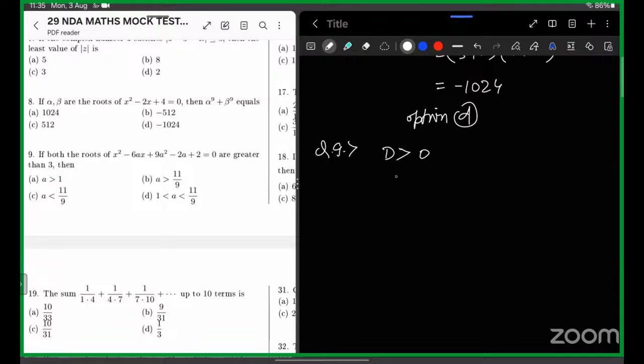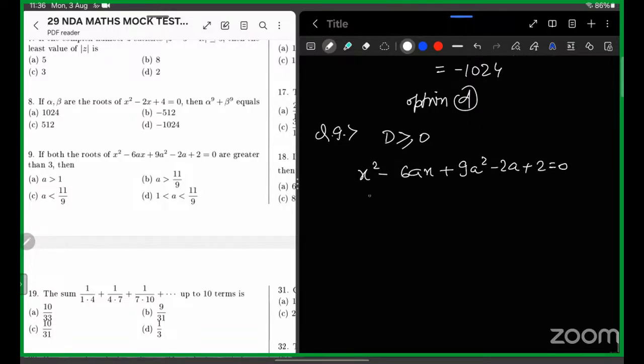But they are not saying that both are equal or not. Right? They are just saying greater than 3. So take it equal to also. Maybe both the roots are equal. We have no idea. Just apply the property of D. So D, they have given the quadratic equation as x square minus 6x plus 9a square minus 2a plus 2 equal to 0.